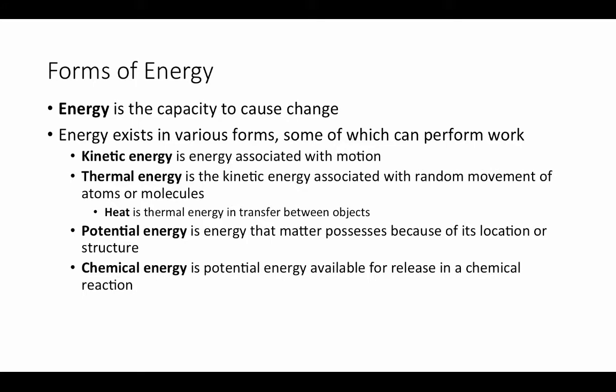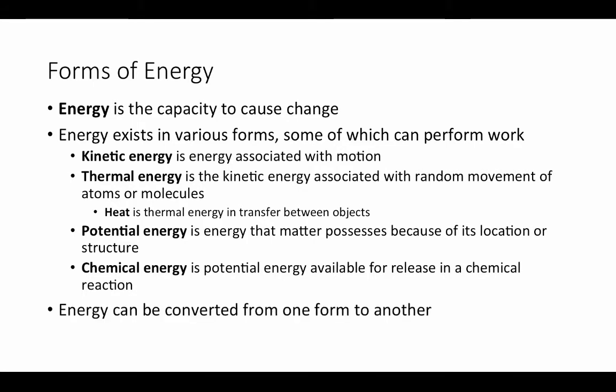And so there were different forms of potential energy. We've looked at gravitational potential energy. Things like springs store what we call elastic potential energy. But the one that we're going to be most interested in here is chemical potential energy. So chemical energy is potential energy available for release in a chemical reaction. And energy can be converted from one form to another.